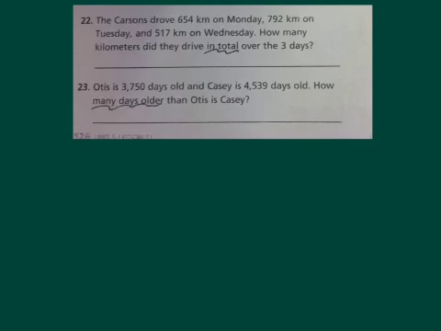Number 22 says the Carsons drove 654 kilometers on Monday, 792 kilometers on Tuesday, and 517 kilometers on Wednesday. How many kilometers did they drive in total over the 3 days? So obviously, since you know Monday, Tuesday, and Wednesday, you're just taking these 3 numbers and adding them together.